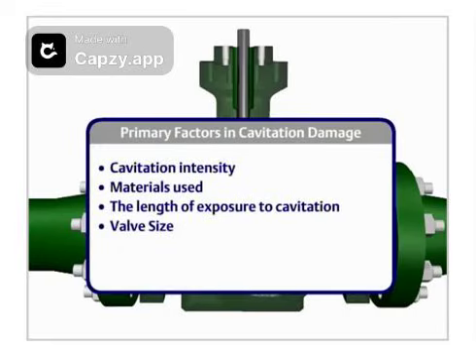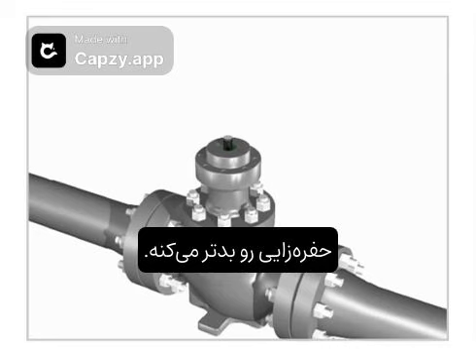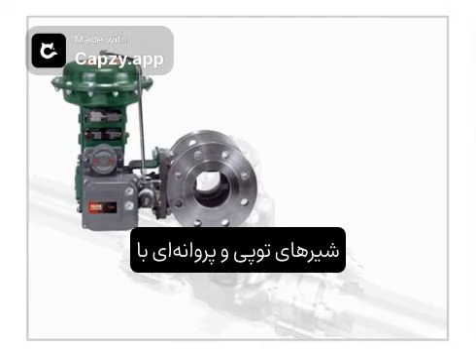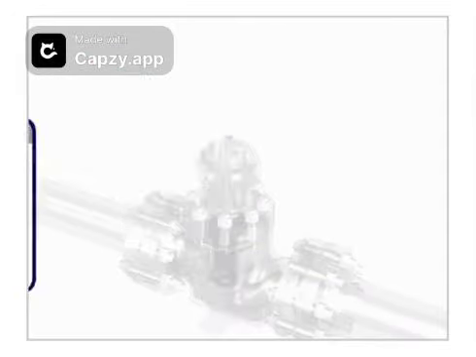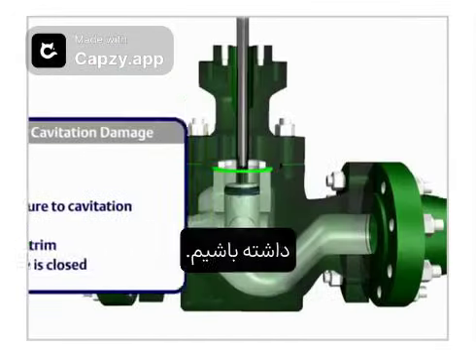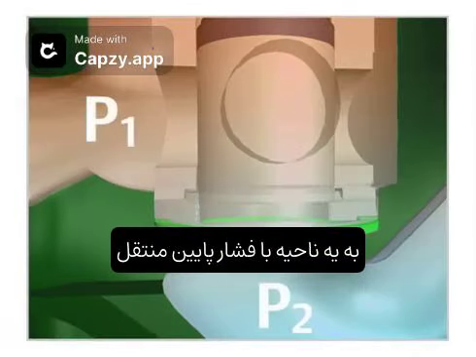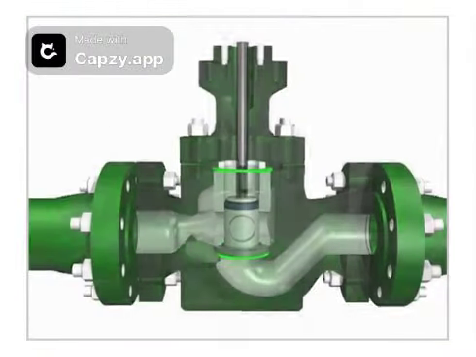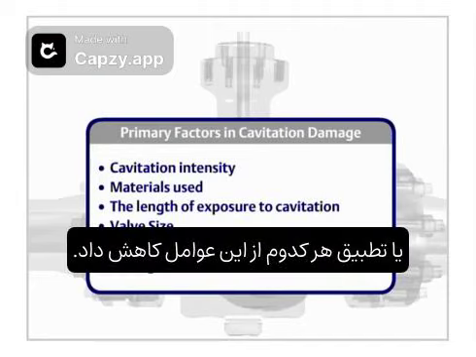Valve size. Increasing the valve size tends to make the effects of cavitation worse. The design of the valve and trim in the area of cavitation. High recovery ball and butterfly valves are more susceptible to cavitation damage. If there is leakage occurring when a valve is closed, fluid leakage moves fluid from a high-pressure area to a low-pressure area, which results in cavitation and potential damage. Cavitation damage can be reduced by altering or accommodating any of these factors.